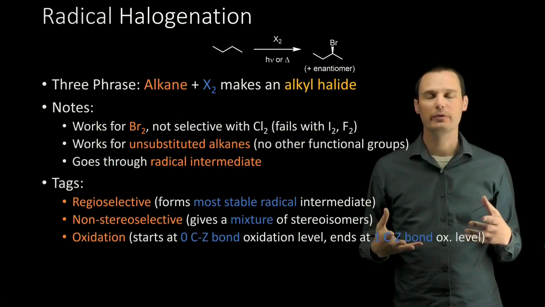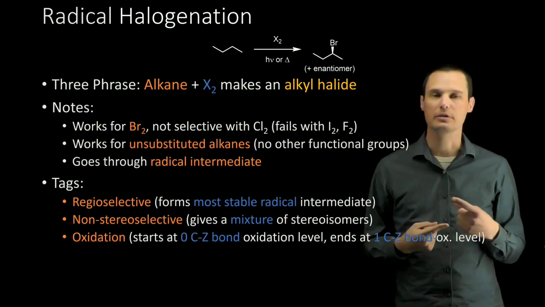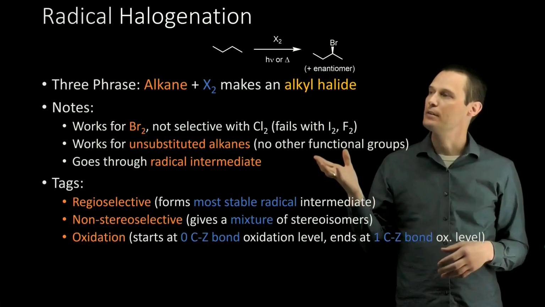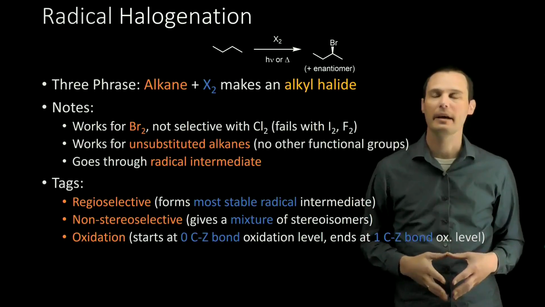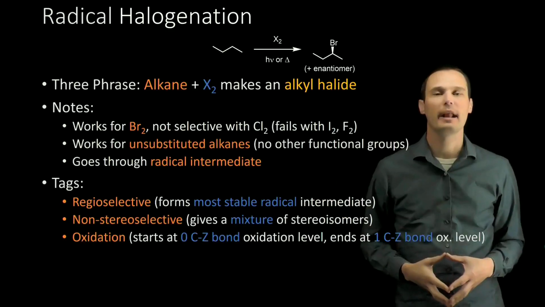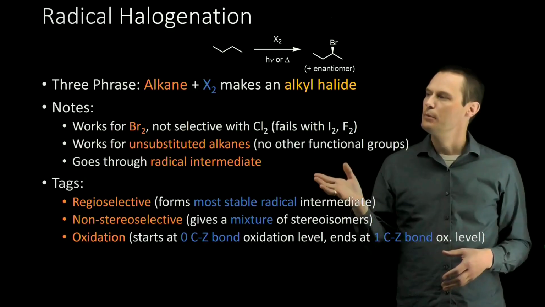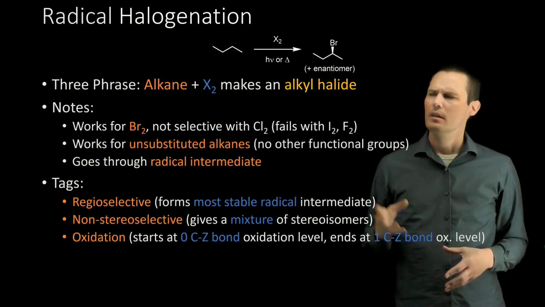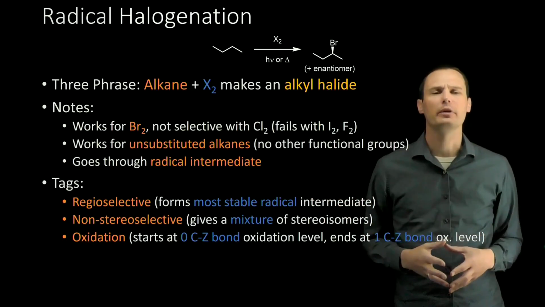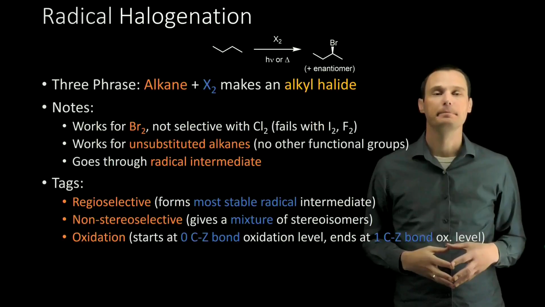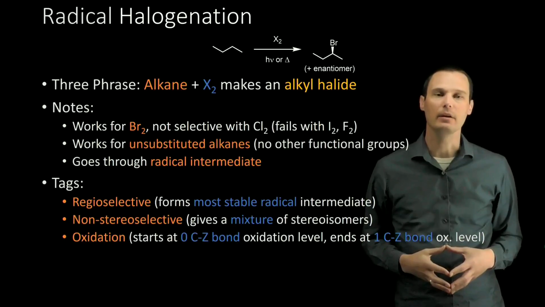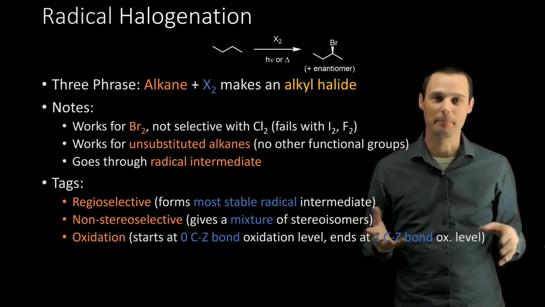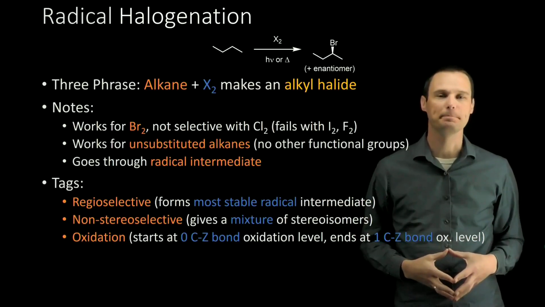We need to know this 3-phrase sentence in all possible combinations. So we need to be able to say that an alkane plus X2 makes an alkyl halide, X2 turns an alkane into an alkyl halide, and an alkyl halide is made when an alkane reacts with X2. Some notes for this reaction. This really only works well for Br2, for bromine. The reaction works with Cl2, with chlorine, but the reaction is no longer selective. And the reaction fails with iodine and fluorine. In fact, if you tried to use elemental fluorine, you would probably burn down the lab. We'll talk more about that in a different video.